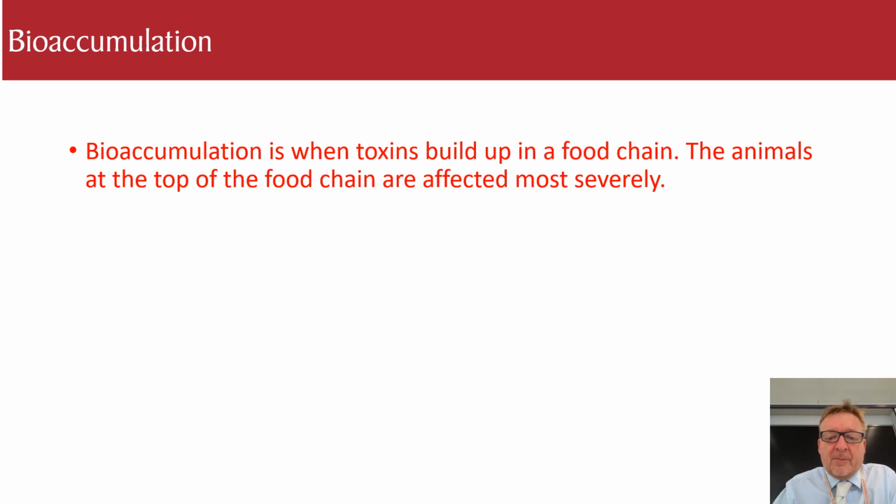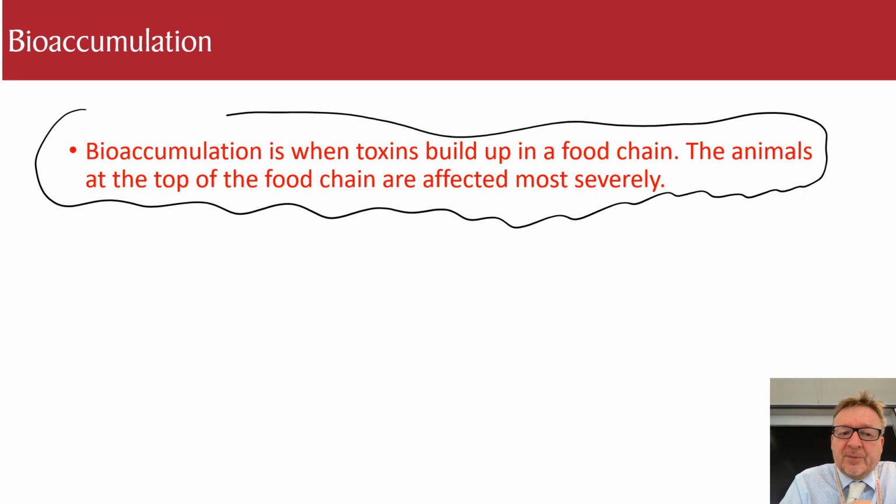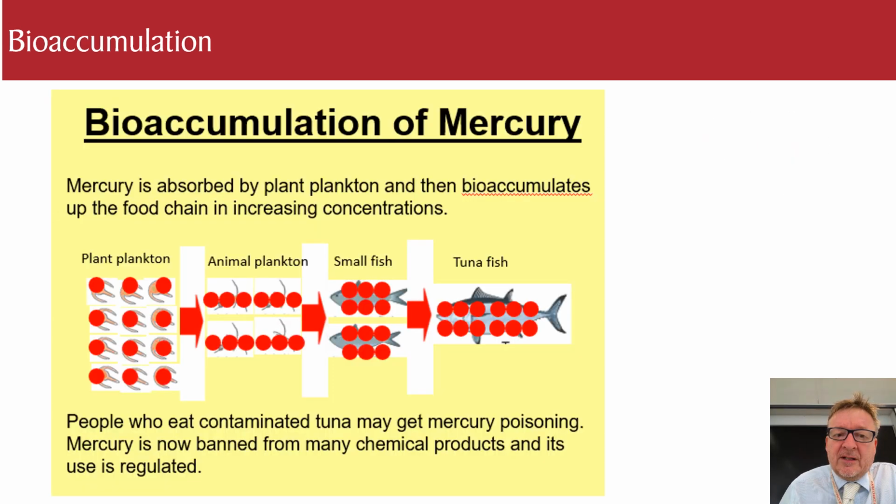Here's a good word, bioaccumulation. Bioaccumulation is when toxins build up in a food chain. The animals at the top of the food chain are affected most severely. Now, an example is bioaccumulation of mercury. Now, mercury, when it goes into the water or wherever it's from, is absorbed by plant plankton.